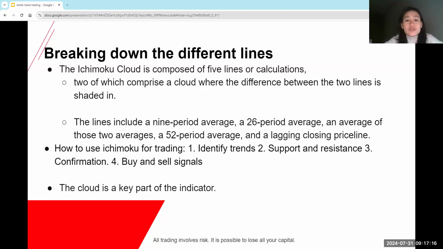Okay, so it consists of several components, including the 5 lines. I'm not going to try to pronounce each of the lines now. But 2 of them comprise a cloud where the difference between the 2 lines is shaded in, which is the one that I was talking about previously. The next are the lines, including a 9-period average, 26-period average, an average of those 2 averages, 52-period average, and a lagging closing price line. The cloud is the key part of the indicator normally, but you can use Ichimoku to identify trends, for support and resistance, confirmation, and buy and sell signals as well.